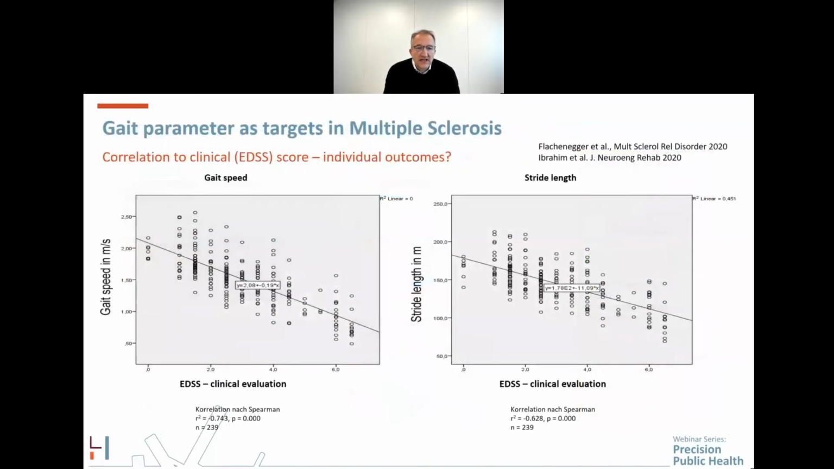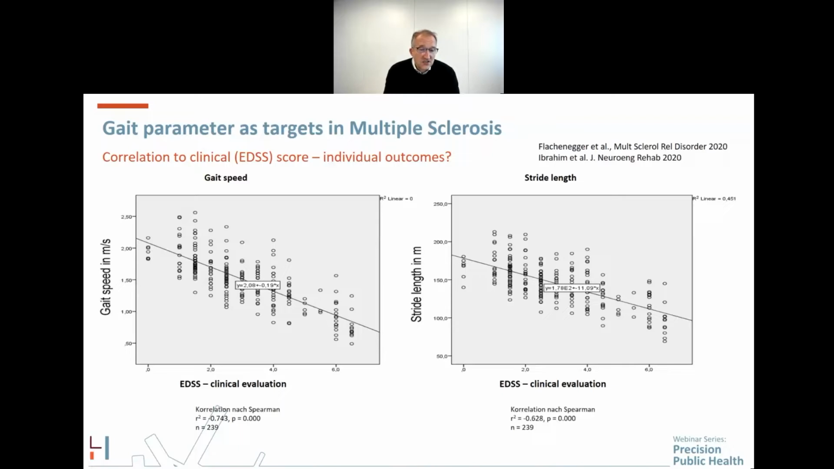So I give you an example of what these sensors can measure. For example, here, gait speed and stride length in multiple sclerosis. What you see is a pretty typical technical validation study showing that in a group of about 240 patients with multiple sclerosis, there is an increase of clinical scores. Here you see the clinical evaluation by the EDSS, which is the established clinical score done by a physician, and how that correlates to gait speed and stride length, two exemplary parameters for gait.